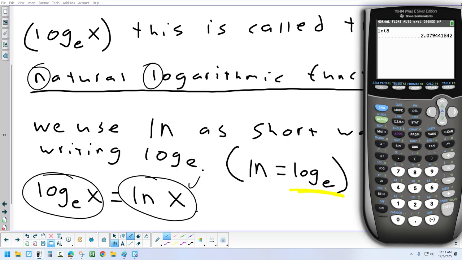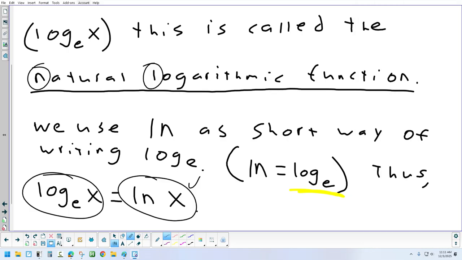One thing you have to remember when you're using these abbreviations is the abbreviation hides the base. So you've got to remember that ln means base e, and if you just see the word log without a base, it means base 10. Other than those two, you will always see the base written.